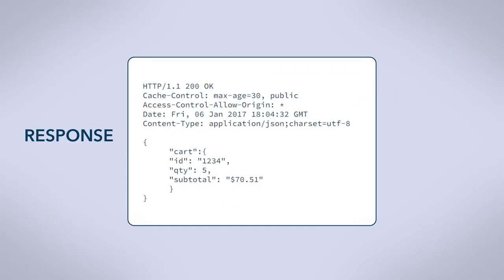A response from a web server may look like this. Here, you can see a standard HTTP response in the form of a JSON object. The headers include a specific section called cache control, which determines if the information should be cached on the client side. In this case, max age equals 30 instructs the client to cache the information for 30 seconds. This response is information about an online shopping cart with 5 items totaling to $70.51.